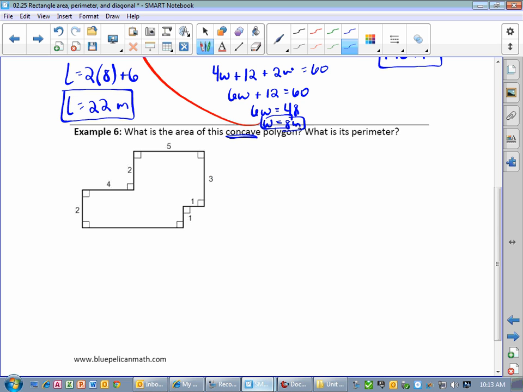So anybody have an idea how we might find this area? What's something we could do? Perimeter is the distance around, versus the area. So how much area is inside of it? We're looking for this area. Like how much paint would it take to cover that area? Yeah, what's up?